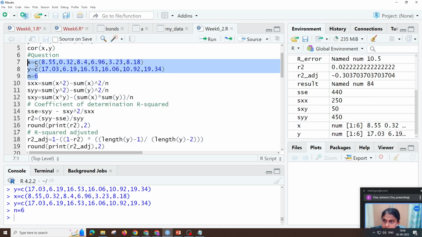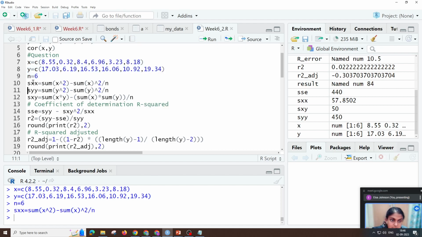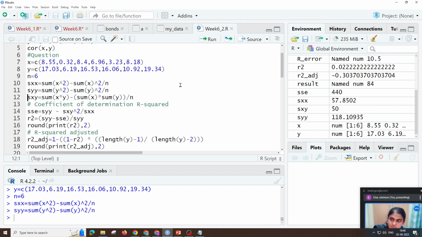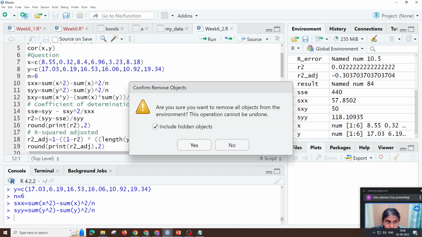So x values are given like this, y values like this, n equal to 6. Okay, first you want to find out the SXX value. So this is 57.8502. Okay, if you are solving it directly now, you can check with the answer. Then SYY, okay, that is coming as 118.10935. So I'll just clear the workspace first.